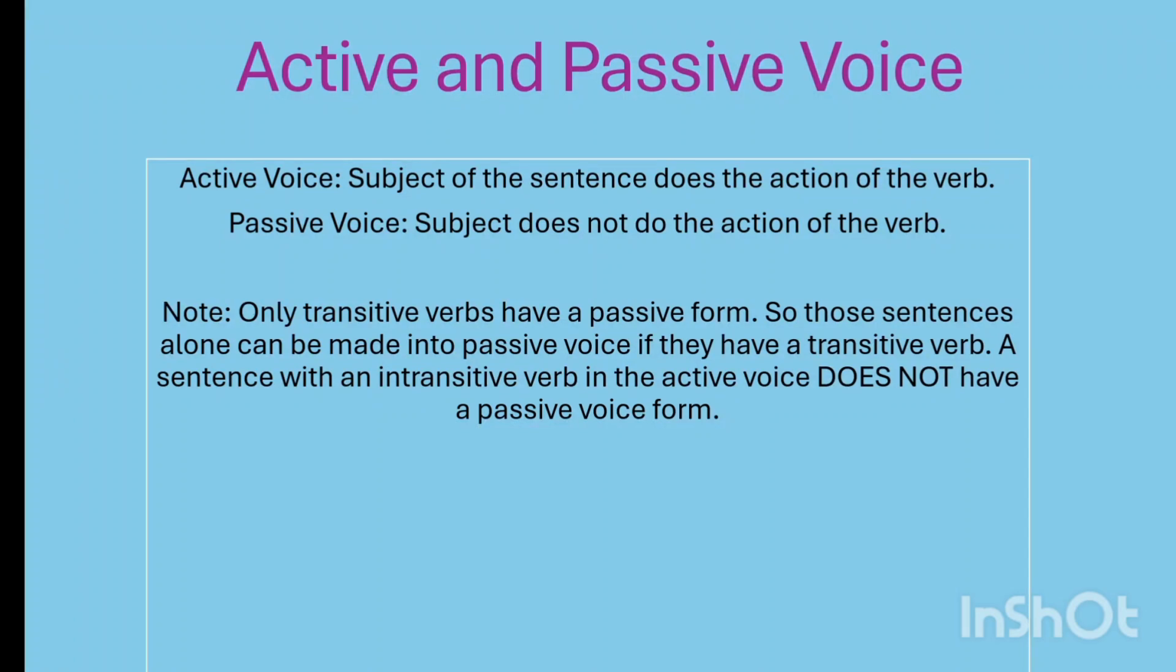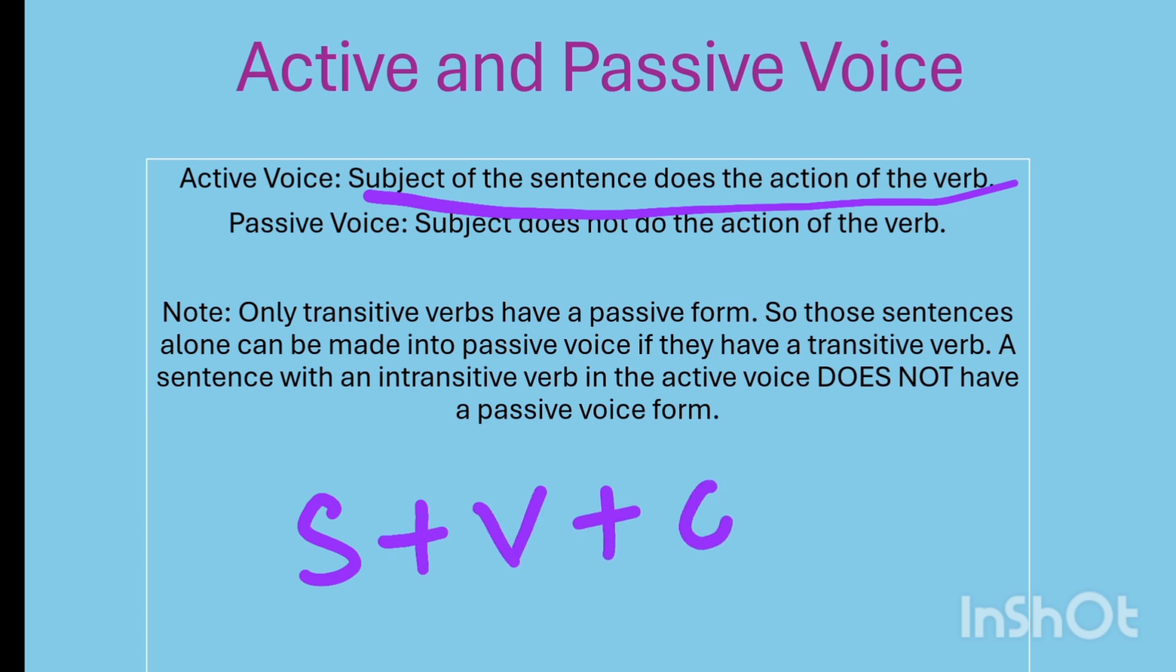Here is another video on active and passive voice. So what is active voice? The subject of the sentence does the action of the verb. That is the active voice, where the sentence structure is subject, then we write verb, and then the object. Okay, this is active voice.